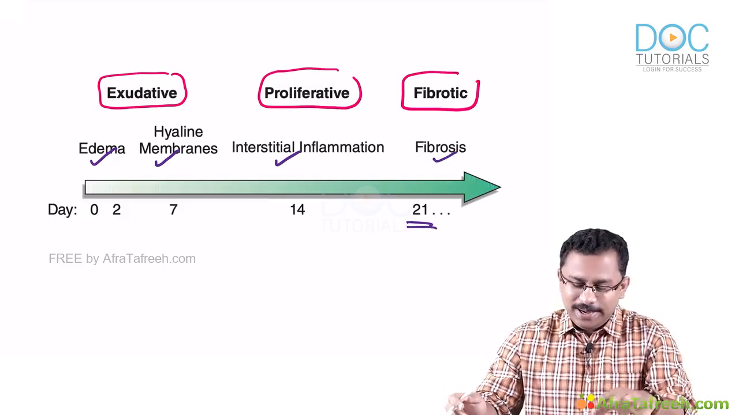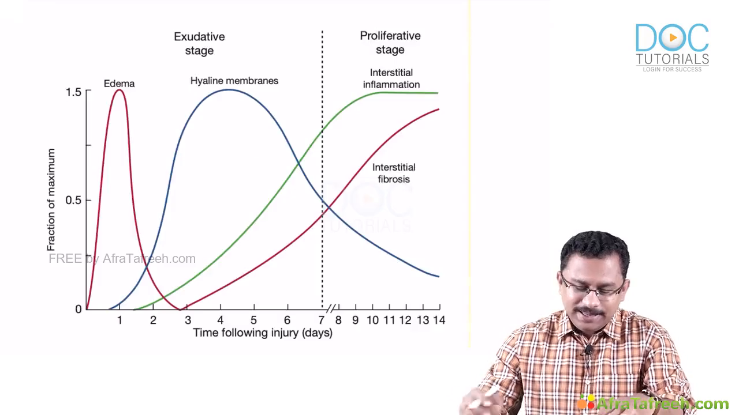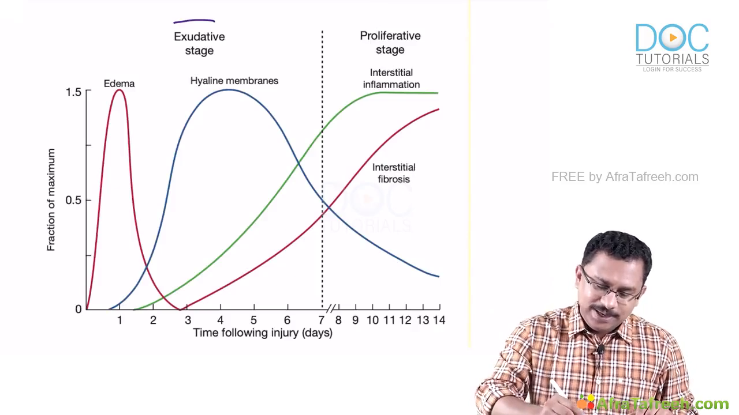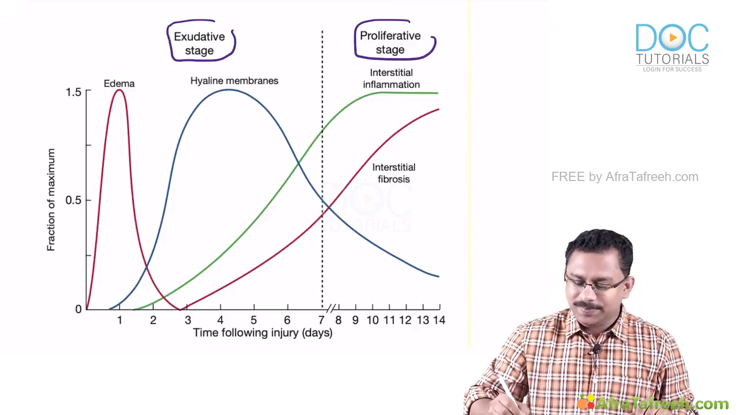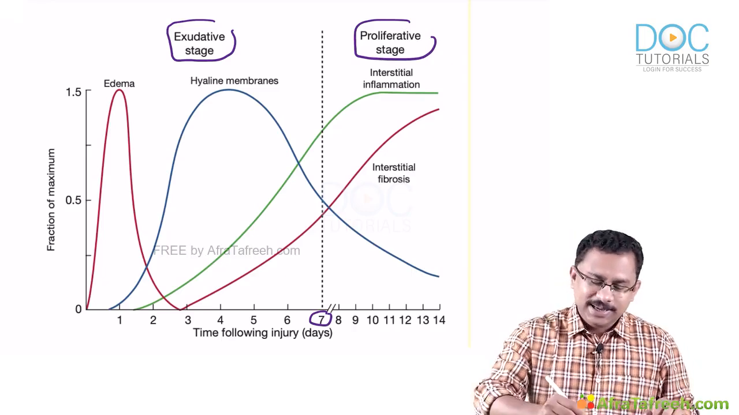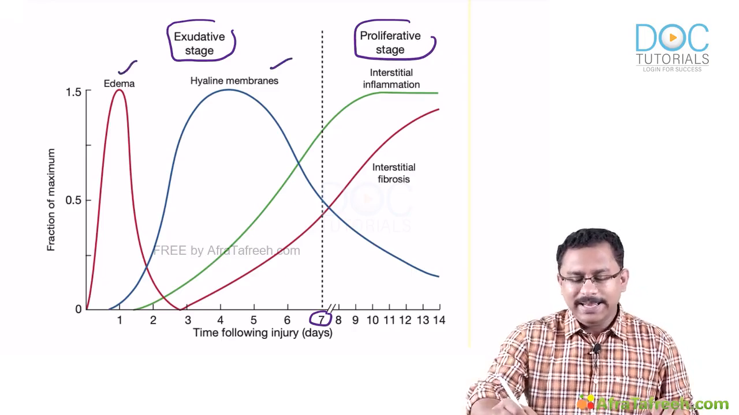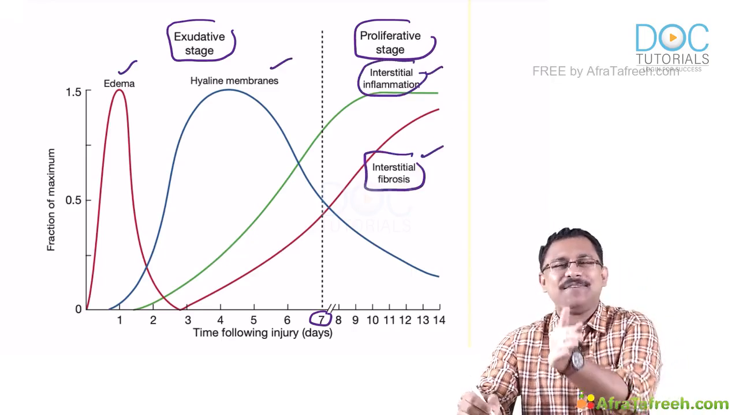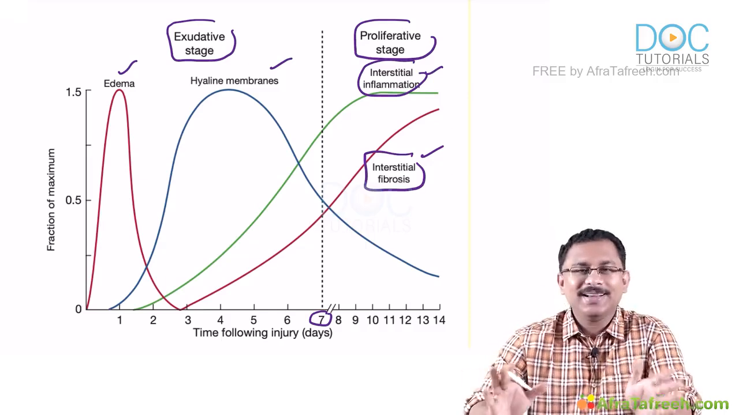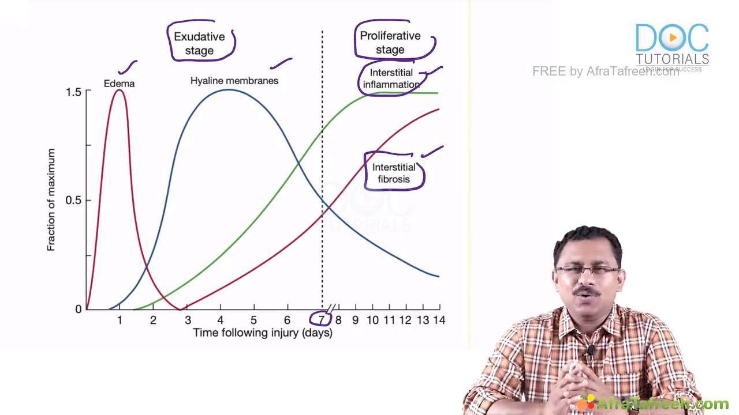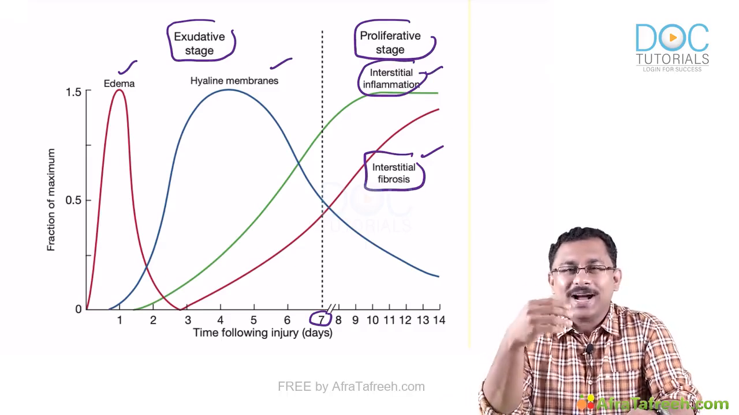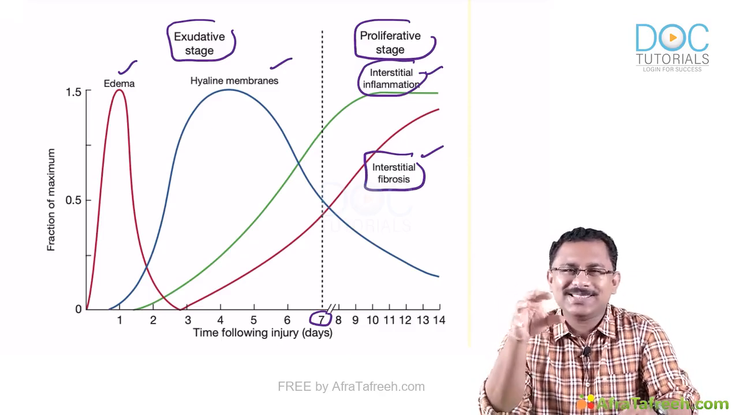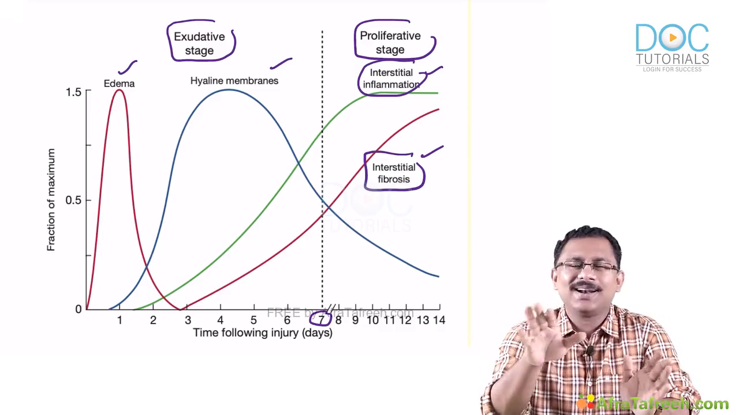Very clear? Okay. And just to understand again the timeline of events, you see here there is an exudative stage here, a proliferative stage here. Okay, the first 7 days is the exudative stage. You can see the edema and hyaline membrane, and the proliferative stage is where the interstitial inflammation, and then the interstitial fibrosis is trying to come into the picture. That's what happens. So tell me now, are you very confident about your understanding of why ARDS occurs, or what is the sequence of pathological events in ARDS? I hope it is crystal clear with that diagram.